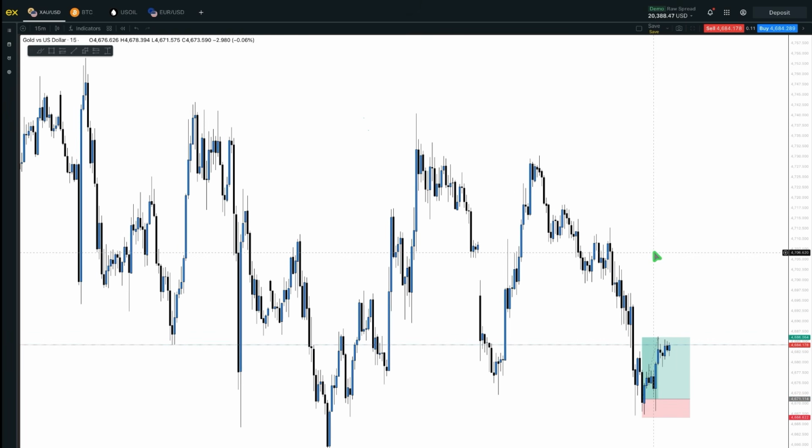So I will teach you how this strategy works, and I will teach you how I took this trade. I will show you some other trades also which I took around this area.